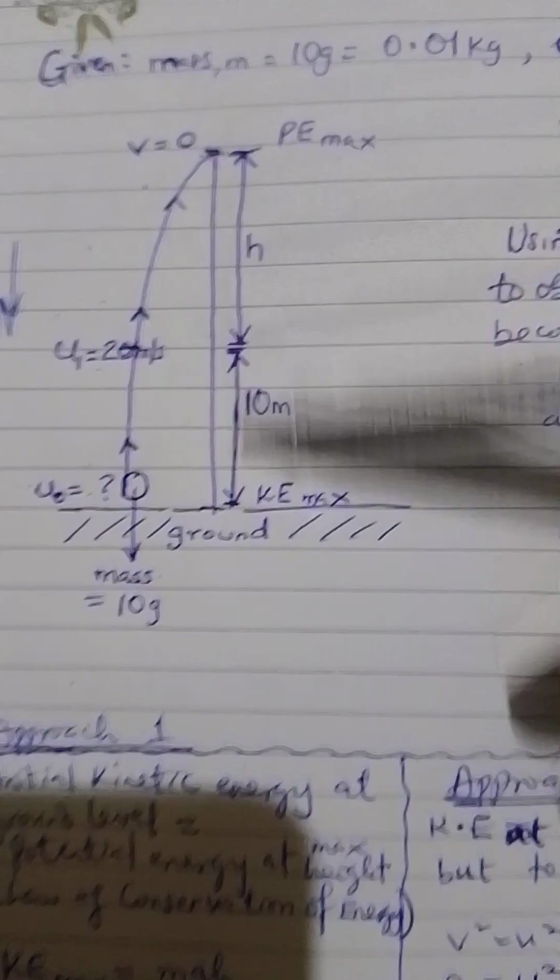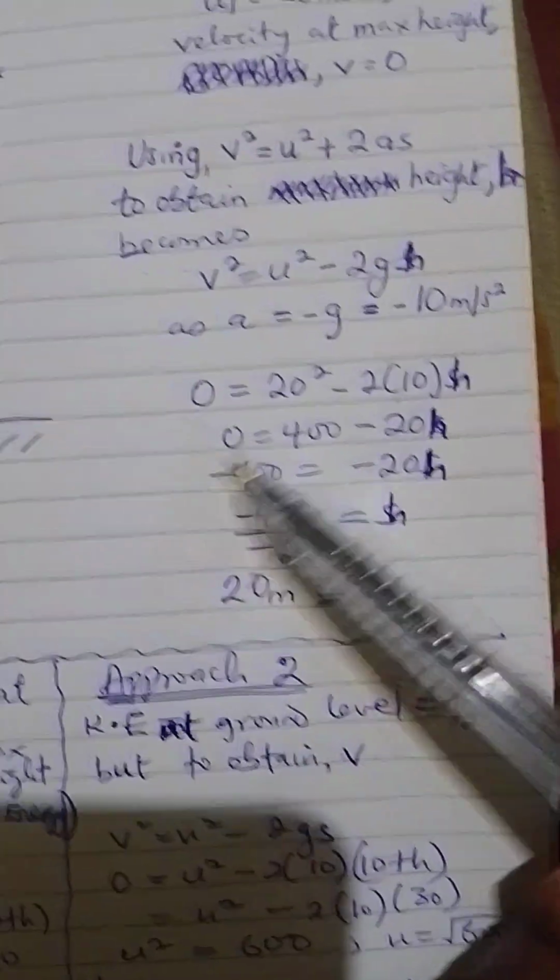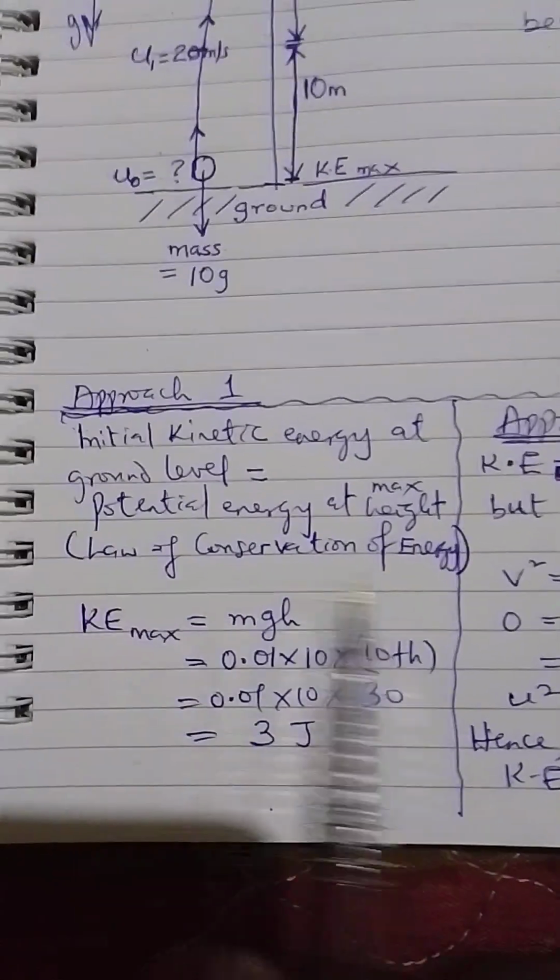Then that means the total height will be 20 plus 10. So that's the maximum height. All right, so we have that. There are two ways we could solve it. Say we could use the law of conservation of energy.